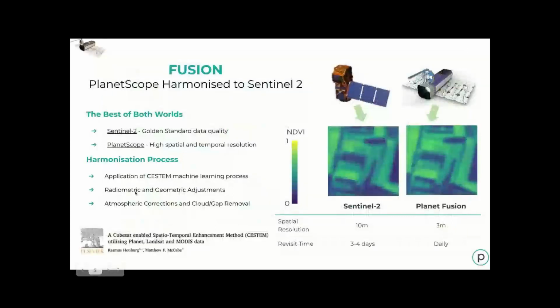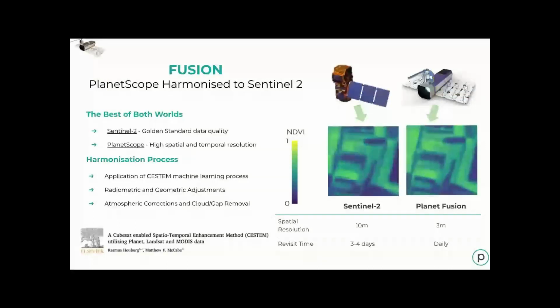So what we are doing here is basically taking the best of both worlds. You all obviously know Sentinel-2 very well, and this is internationally considered to be a golden standard of optical data quality. Our PlanetScope constellation at Planet consists of about 150 smaller shoebox size satellites that allow us to nearly daily cover globally and at a 3-meter spatial resolution.